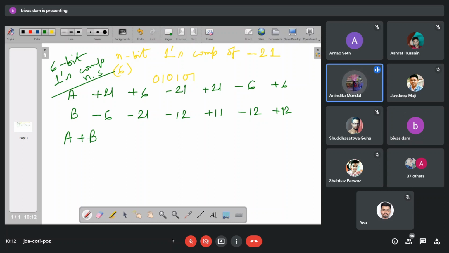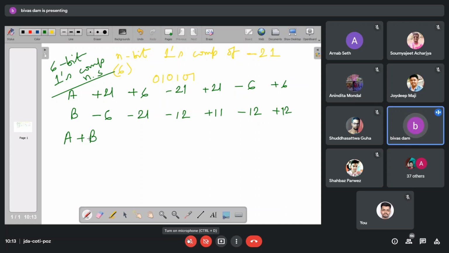Yes, sir. The first step is we need to convert both the operands into n-bit one's complement. Then addition of binary. So let us go step by step. So what is your A?